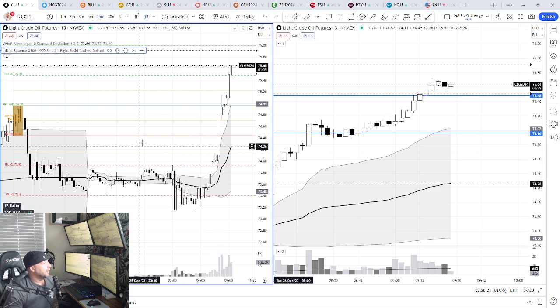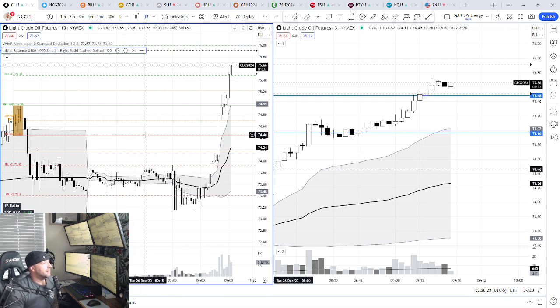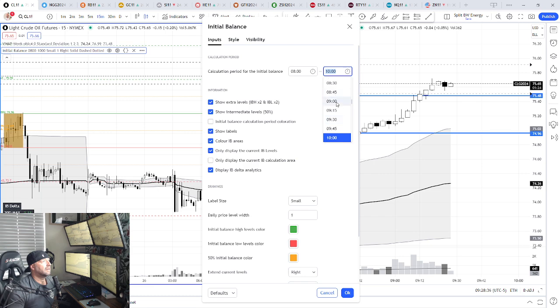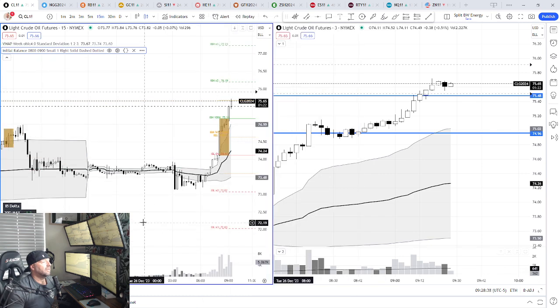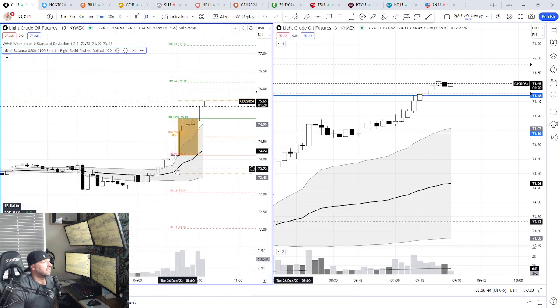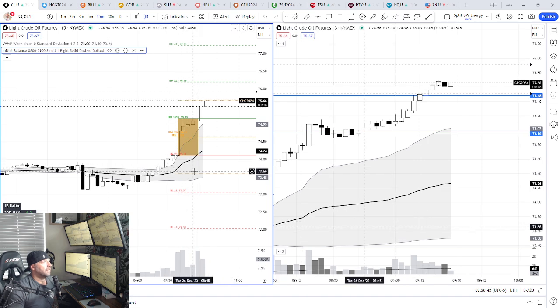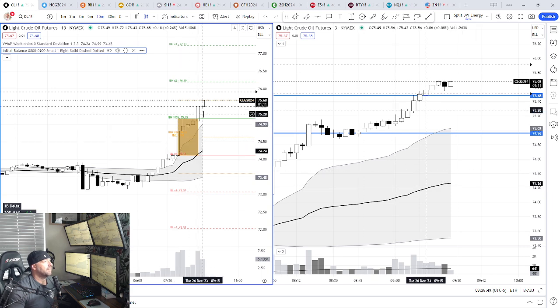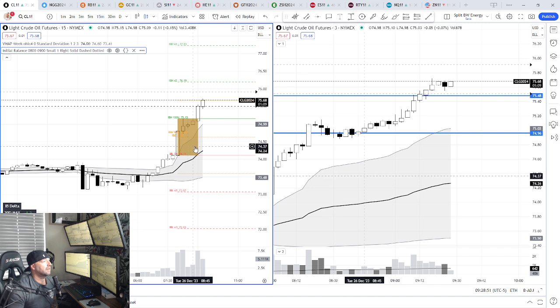I can't figure out for the life of me why this initial balance indicator isn't resetting for this morning. It's really annoying me. Here we go. I don't want it for 8 though, I want it for 9. Does this one only finish when the initial balance is set and doesn't wait for a developing one? That's possible here.